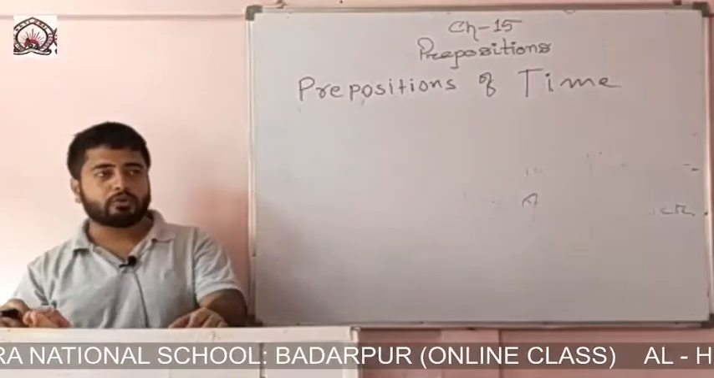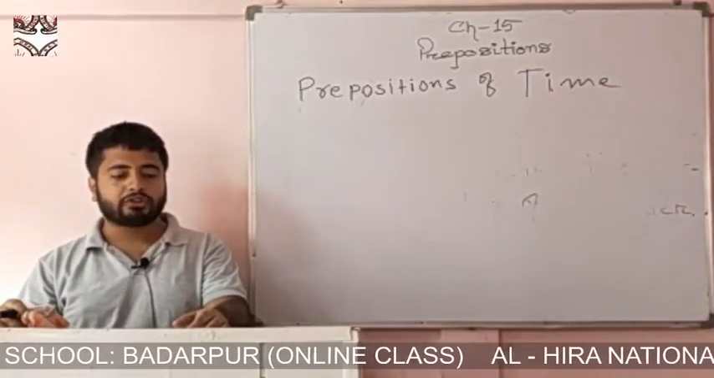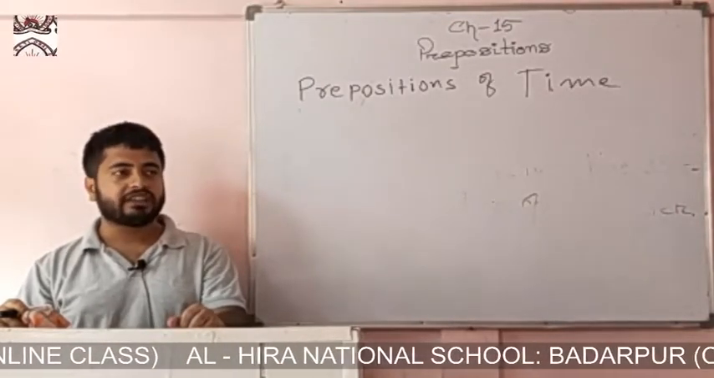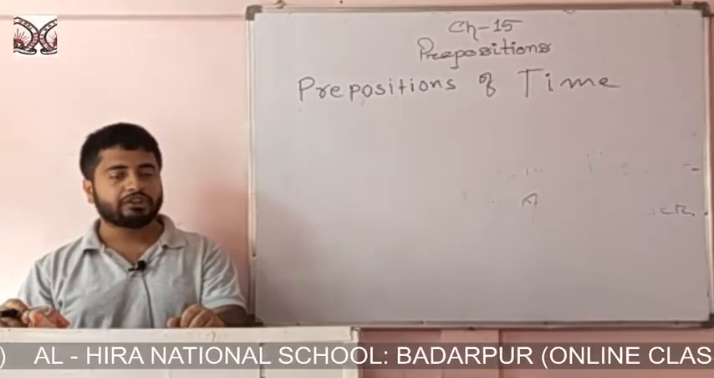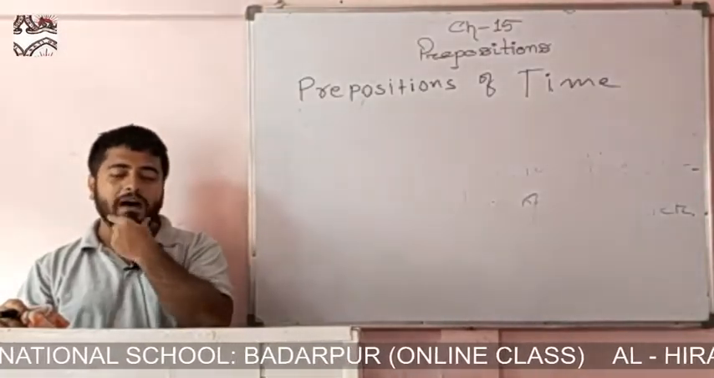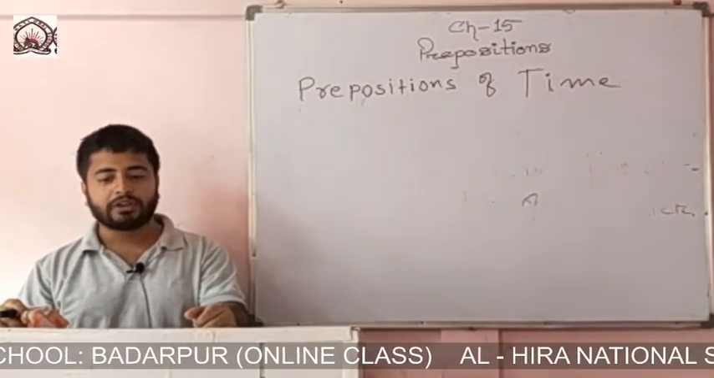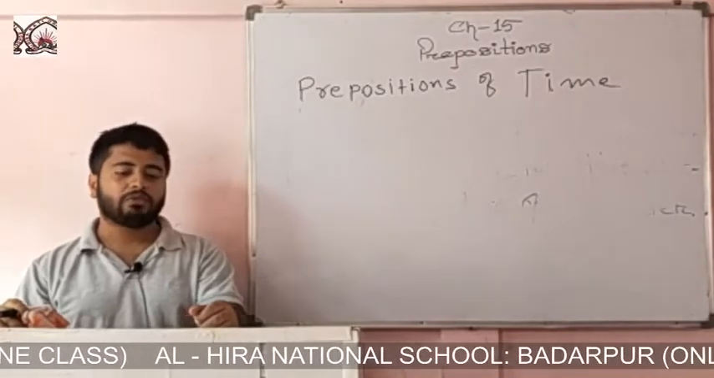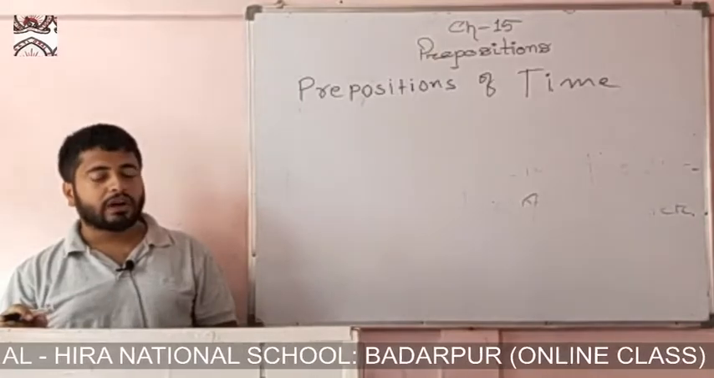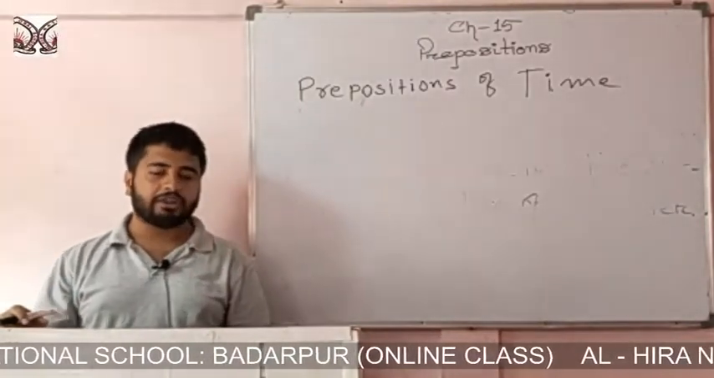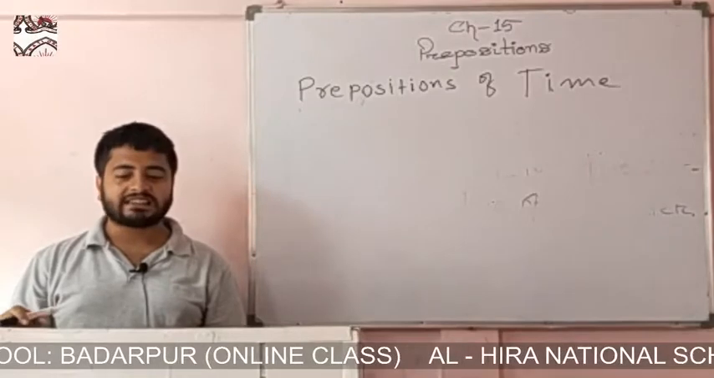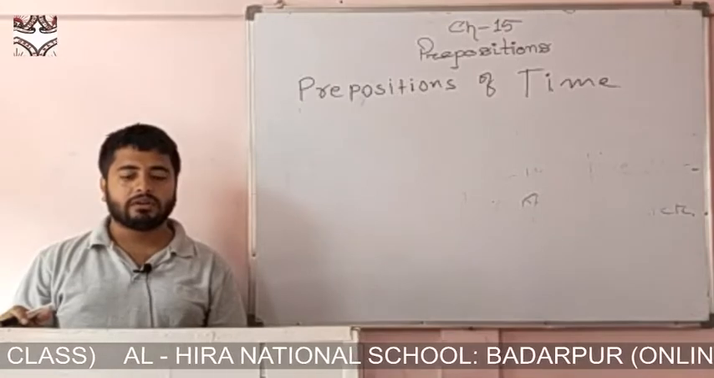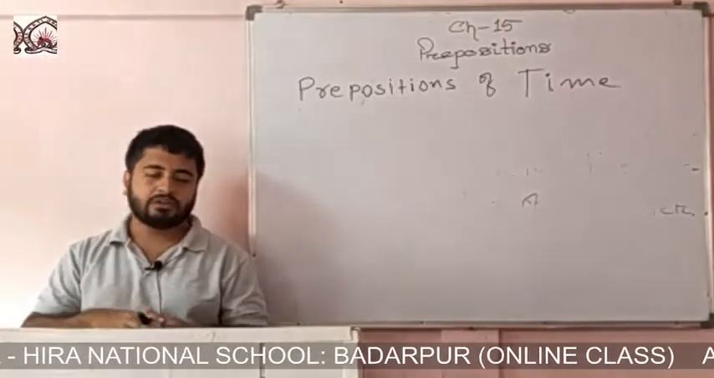So first of all, you should know the definition of preposition of time. So what is preposition of time? Preposition of time is used to discuss time like months, days, hours, or general time of the day, or season also.